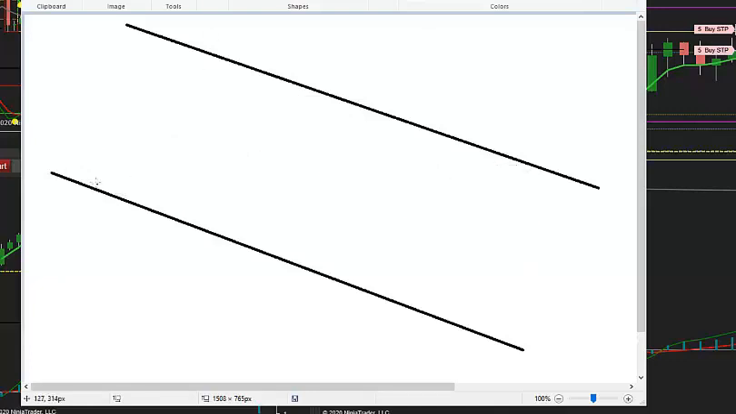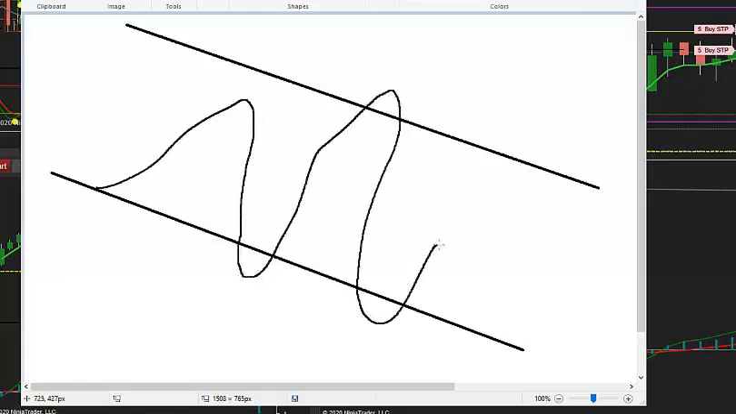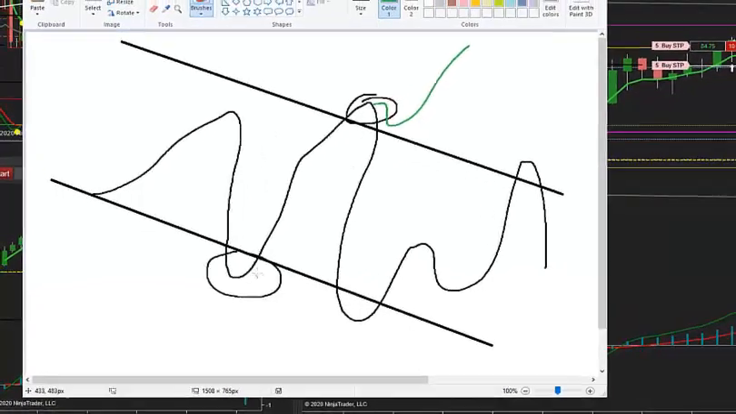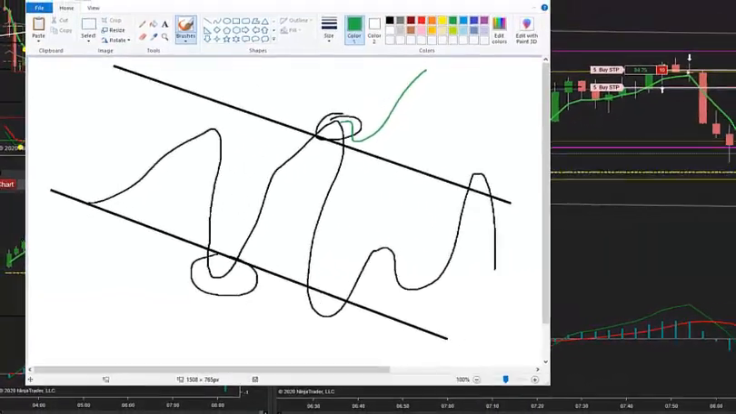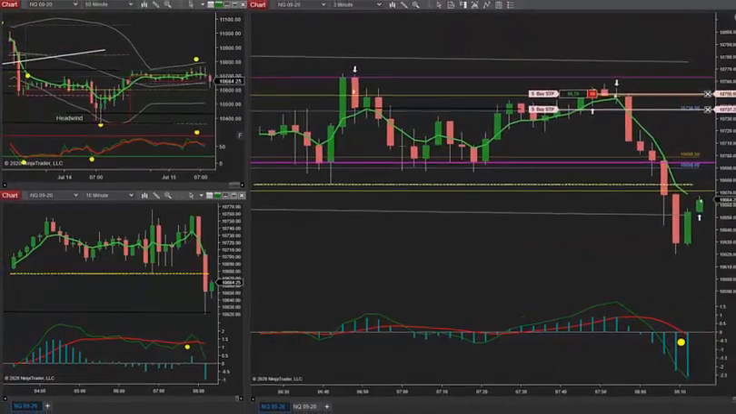But one thing I look for is this. Dips below, dips above. What happens here and here is important. You want to look to see, is this going to keep going? Or is it coming back in to the channel?